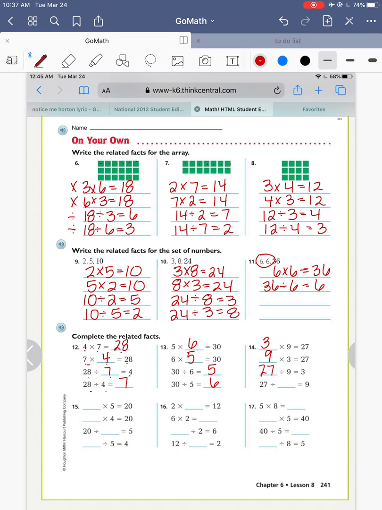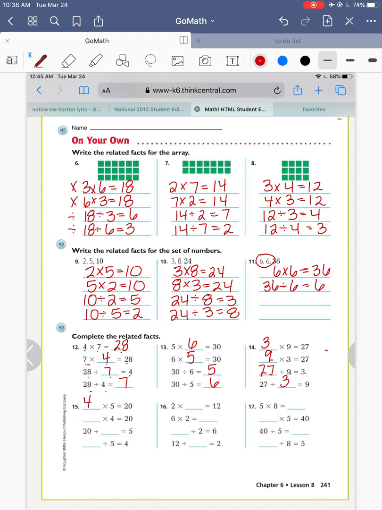So 27 divided by 9 is 3. 27 divided by 3 is 9. So I have 3, 9, 27 in every one. So I have the same 3 numbers in all of my sentences.